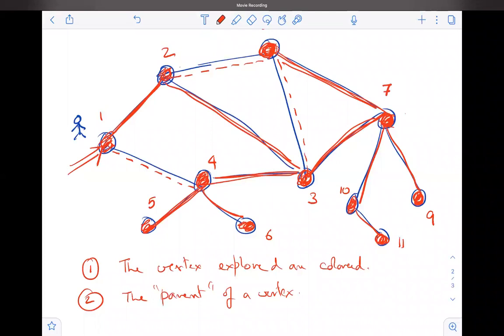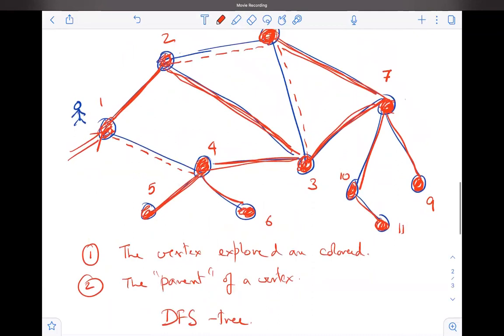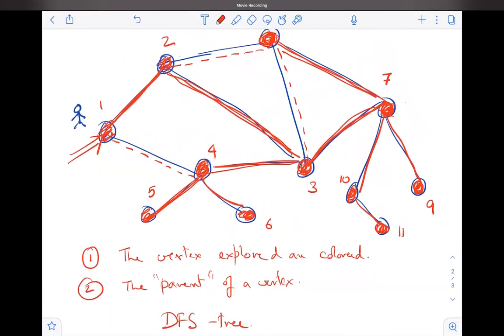Because of the first point, you will never have cycles in this graph, so the ones that are colored red will be a tree. Is that a correct statement? That is very true. The edges that help us to find the new vertices form a tree, and this tree is what we call a DFS tree. So this DFS tree will have lots of different properties.